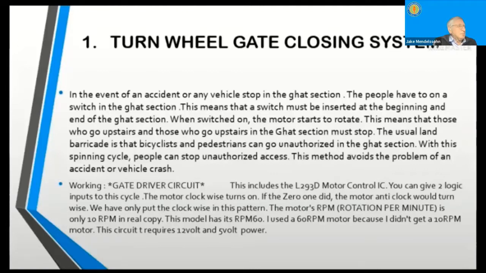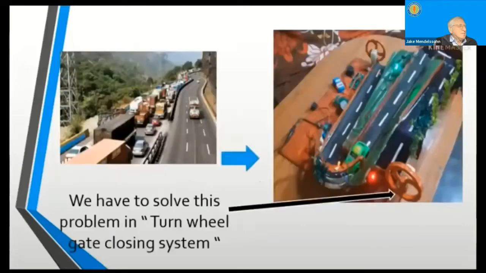The motor RPM, rotations per minute, is only 10 RPM in the real one. This model has 60 RPM. I used a 60 RPM motor because I did not get a 10 RPM motor. This circuit requires 12 volt and 5 volt power.